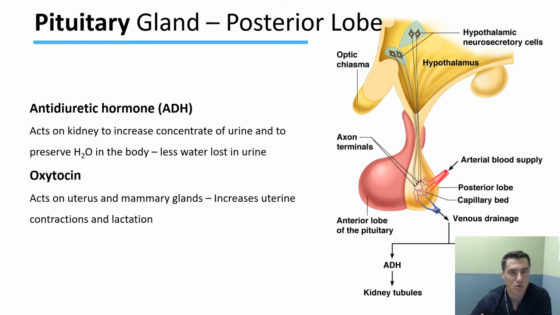Oxytocin is an important hormone for childbirth, so it acts on muscles like the uterus and the mammary glands. Once triggered during labor, it increases the intensity of contraction until a baby is born, but it's also important for breastfeeding, stimulating mammary glands to release milk.